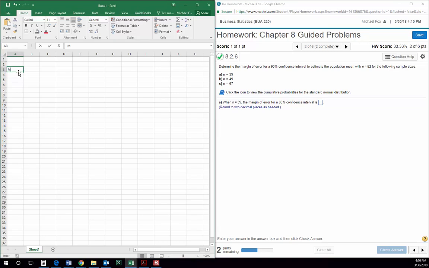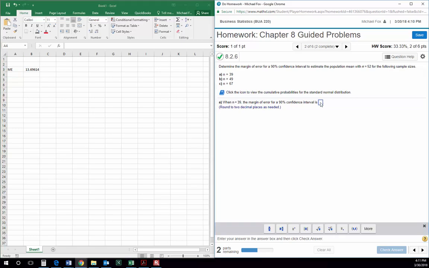So remember, from the last problem, we calculated margin of error by using the CONFIDENCE.NORM function. Our alpha, remember alpha is 1 minus the confidence level, so in this case it's 0.1. Our standard deviation is given to us as 52. And then our size, or our n, which is 39 in this case. So the answer is 13.69. No, 13.70. Sometimes it's nice to let Excel do the rounding for you. Keeps you from making silly errors.